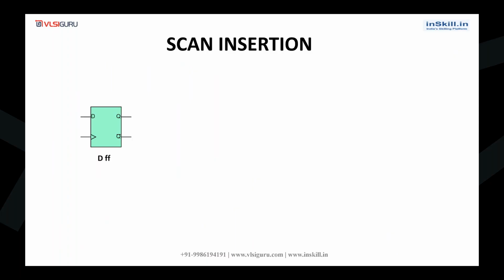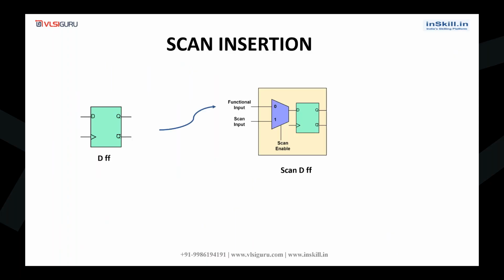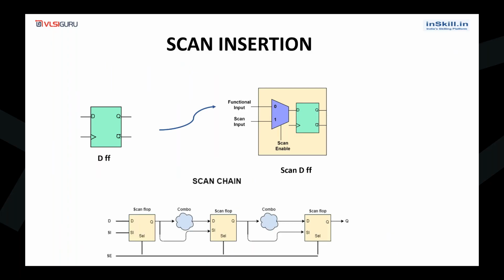First, coming to the scan insertion. What will happen during scan insertion is, all the normal flops in the design will be converted to scan flops, and these scan flops will be stitched into scan chains. So that is what is called scan insertion.